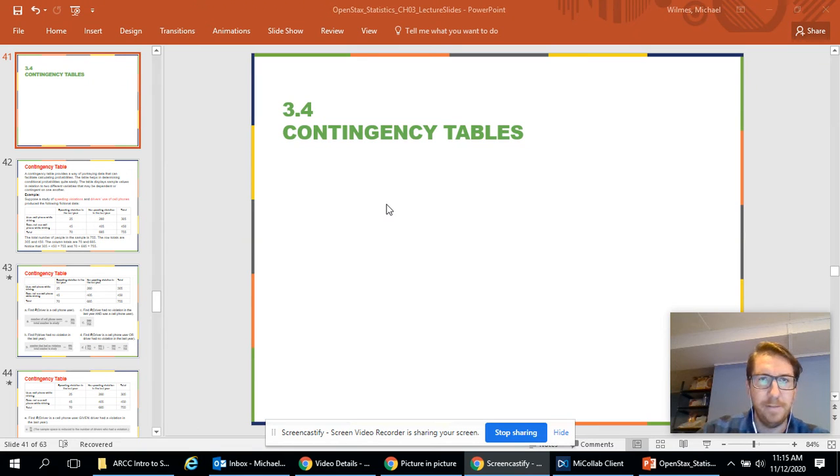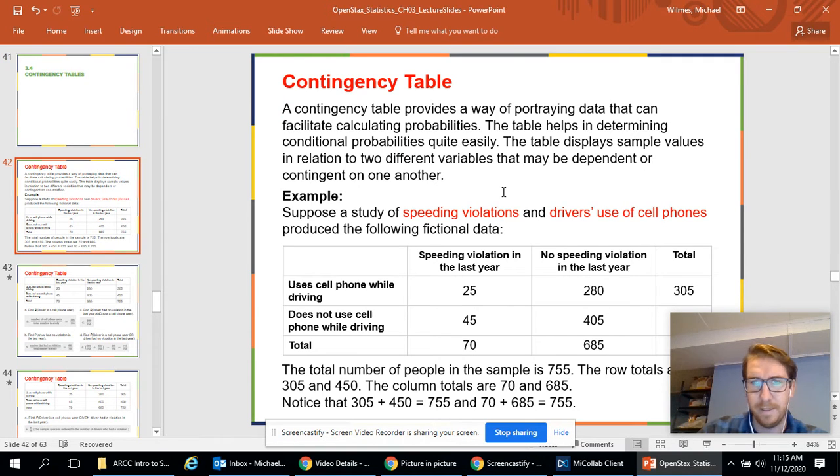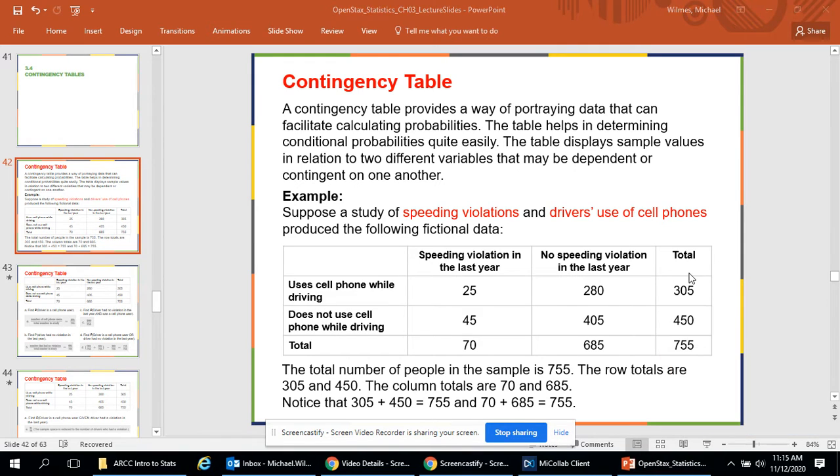Hello all, this video is about 3.4 contingency tables. I previewed this a little bit in our first presentation inside of probability. All right, so a contingency table provides a way to give probabilities in a table format. It's really just reading the table, so it's not too bad at all. Here we'll look at one example and go from there.